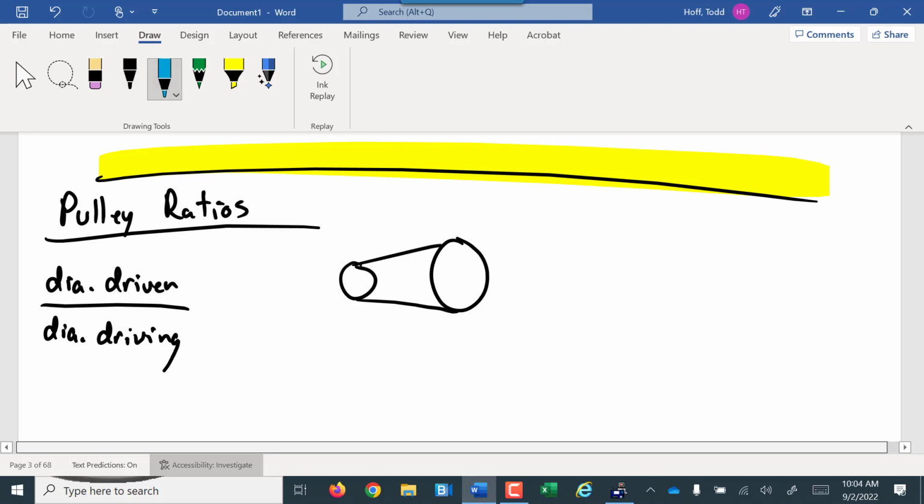Well, which one is driven and which one is driving? Well, we're going to stretch my artwork a little bit here. Pretend that looks like a small electric motor connected to that pulley. If this one is 6 inches, this one's 14 inches, which one is the driving pulley? The 6. If we cut the belt, the 6-inch pulley keeps turning. It's the one that is connected to power. It is driving the other pulley. It's supplying the power to the belt. So this is the driving, and this is the driven.